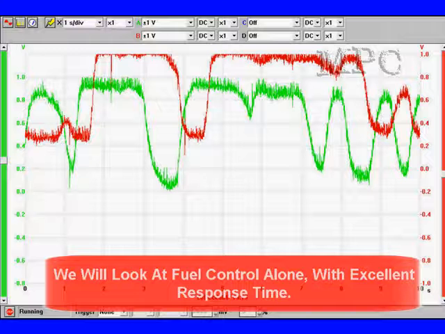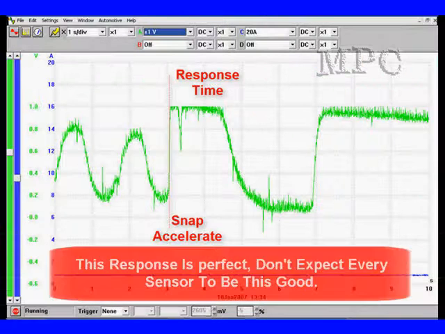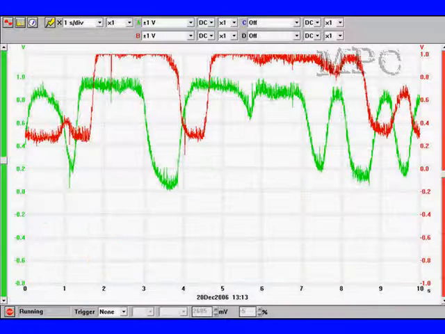We'll look at some fuel control alone, which is a perfect test we have recorded. Take a look at this one. The response is perfect, but don't expect every sensor to be this good. You should use Mode 6 data as a guide and verify the results with a snap test. So when you have a pattern that may not be perfect, don't panic. Remember, rely on the Mode 6 information to tell you how close you are to a failure and let that be your guide.